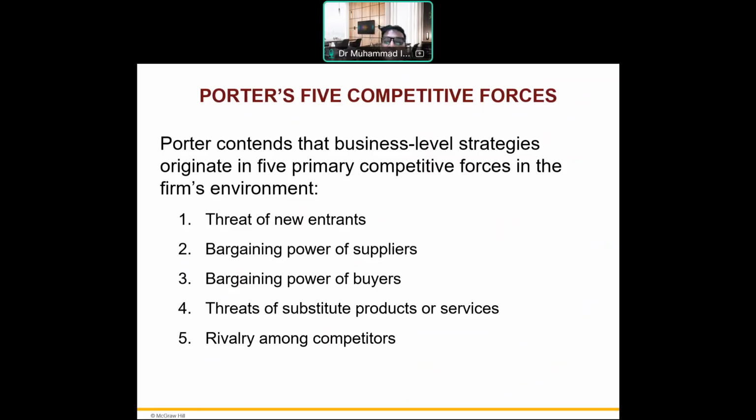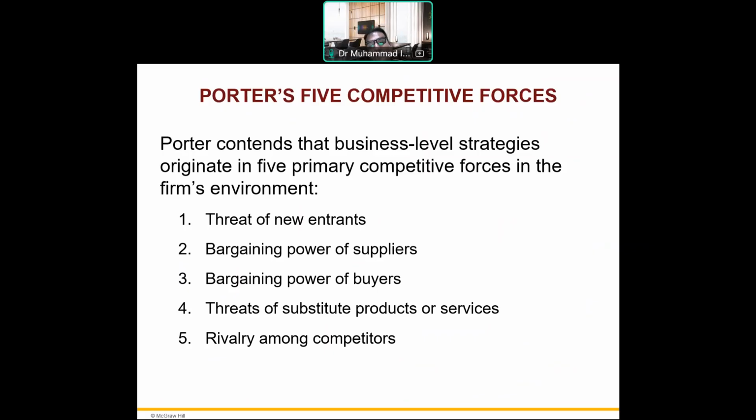Bargaining power of suppliers, I mean the power of suppliers who provide us the materials, the raw materials. They might increase the price of the raw materials, which can also impact our business. Bargaining power of buyers: buyers mean the customers. If they don't want to buy our products, then what should we do? That can also affect our competitive advantage. And threats of substitute products or services.